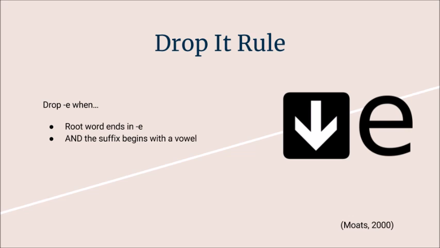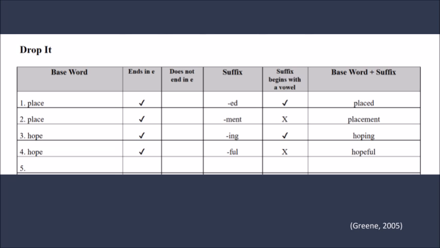Now that we've gone over silent E, let's talk about the drop it rule. The drop it rule says to drop E when the root word ends in E and when the suffix begins with a vowel. Here's a chart that students can use when practicing this rule. Look at these examples. Our base word is place, and the suffix is ed to make the word placed.